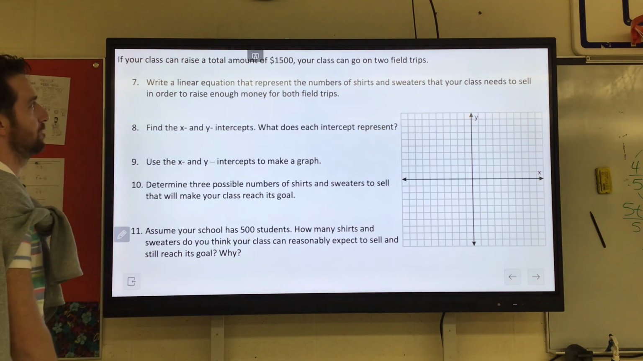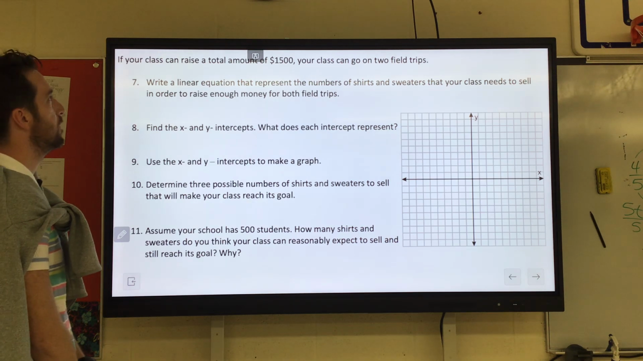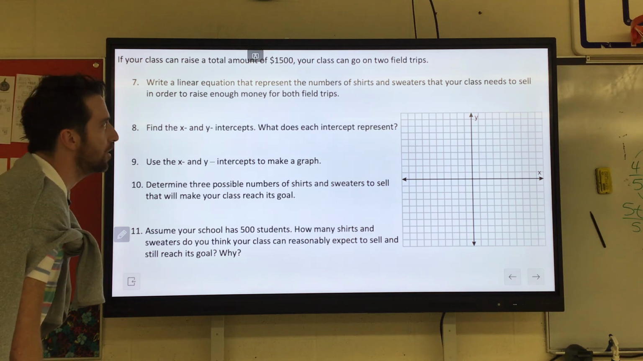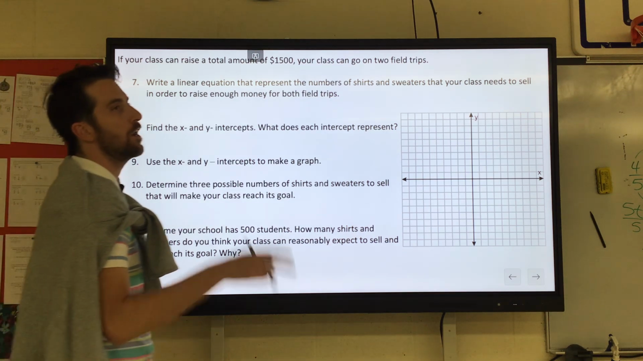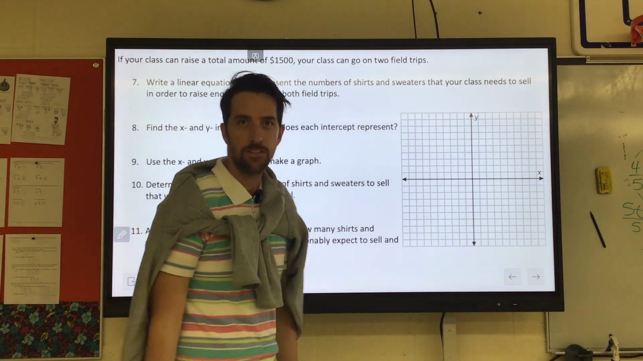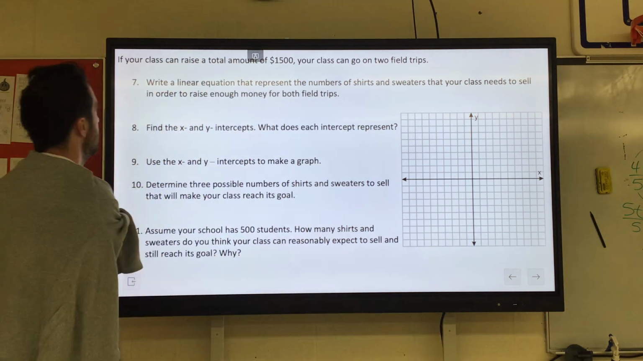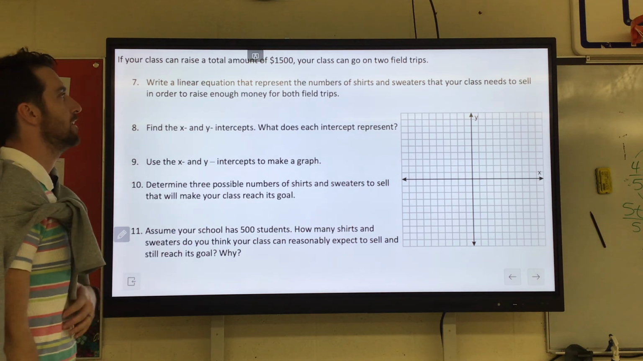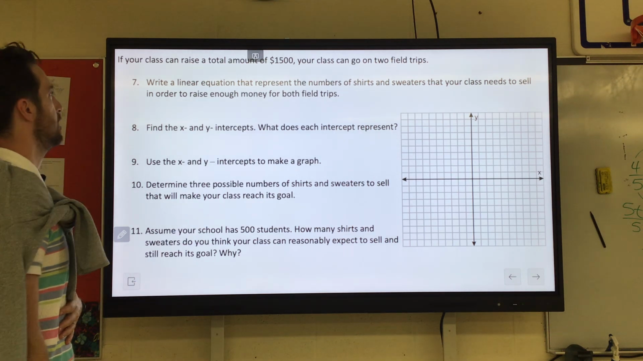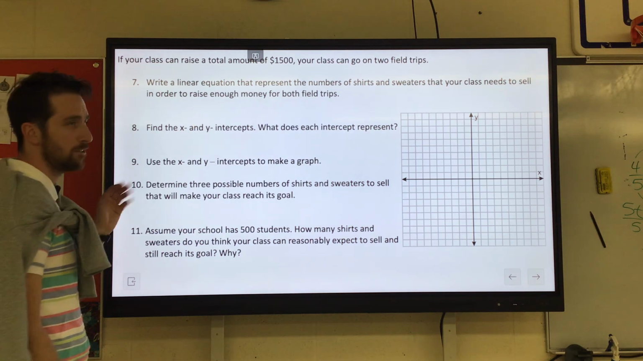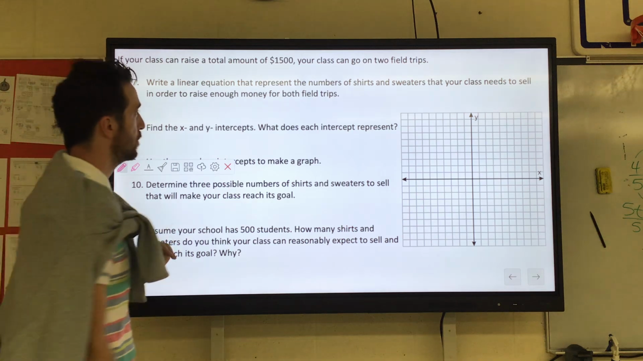All right. But this is crazy. If my class can raise a total amount of $1,500, we get to go on 2 field trips. Extra 500 bones, we get a whole nother day off school. How great. Write a linear equation that represents the number of shirts and sweaters that your class needs to sell in order to raise enough money for both field trips. So remember, X was our shirts. We got $2 for each one of them.